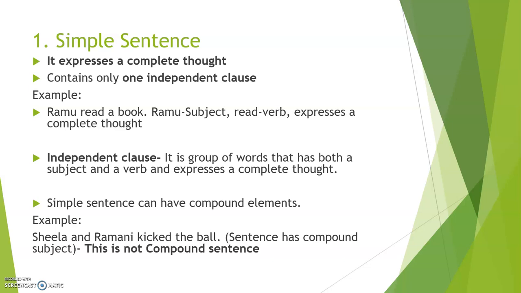A simple sentence can also have compound elements. Take the example, Sheila and Ramani kicked the ball. In this sentence, we could see that there is a compound subject, that is Sheila and Ramani. But this sentence cannot be considered a compound sentence. This sentence would remain a simple sentence even though it has a compound subject.